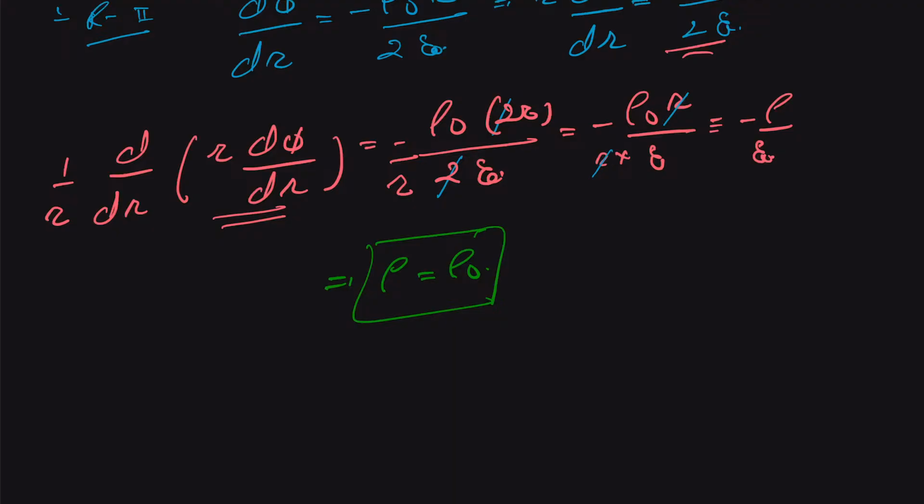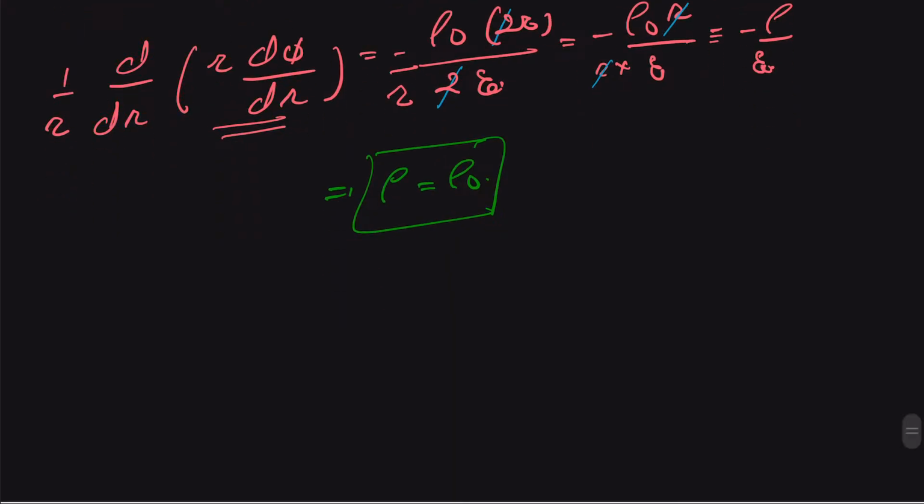And for region 3. So region 3, we are given potential is equal to 0. So obviously charge density will be equal to 0. That's not much of a problem. Now we have to find out the surface charge densities. Okay, once again we have to look into the discontinuous part.